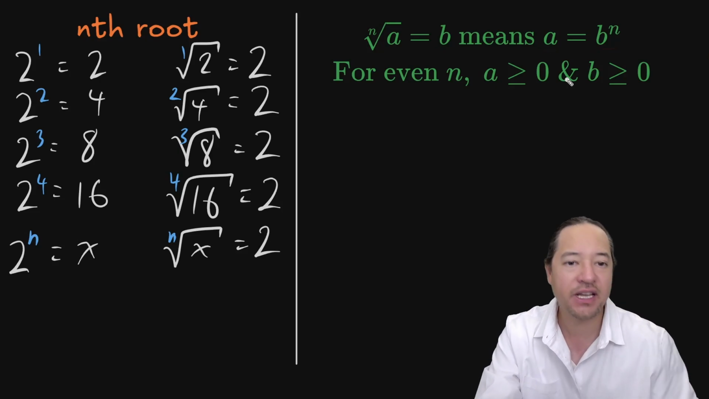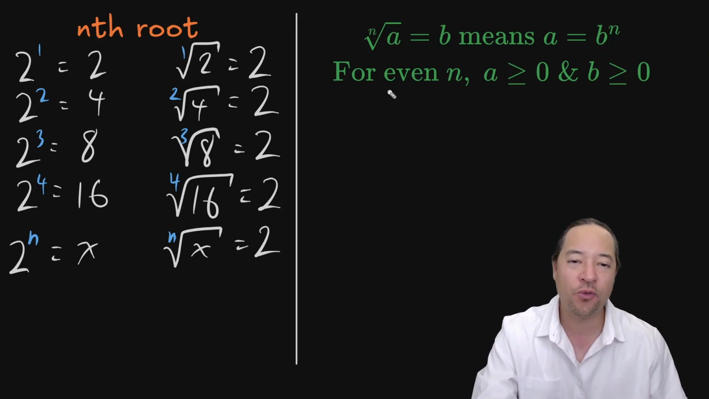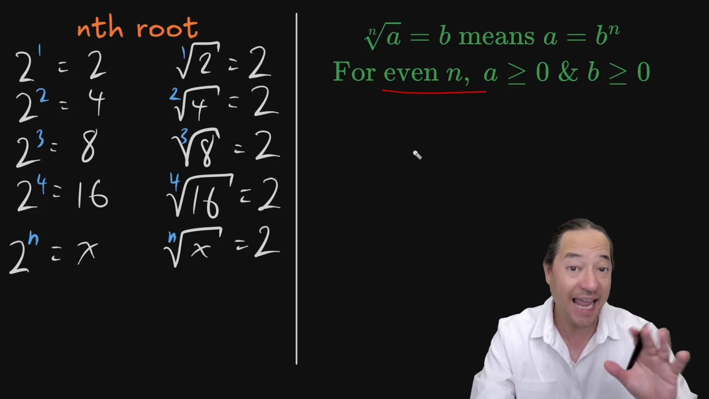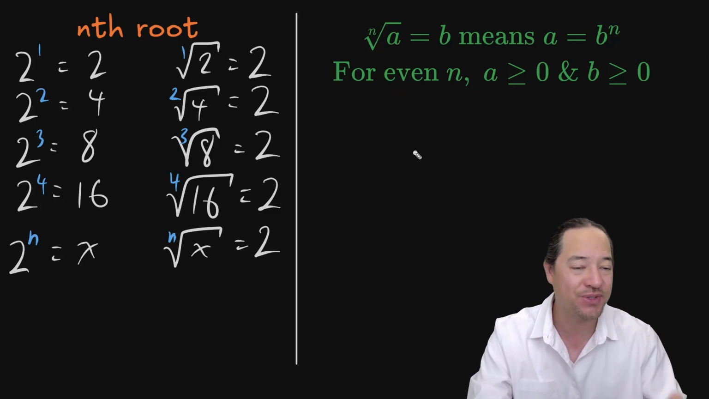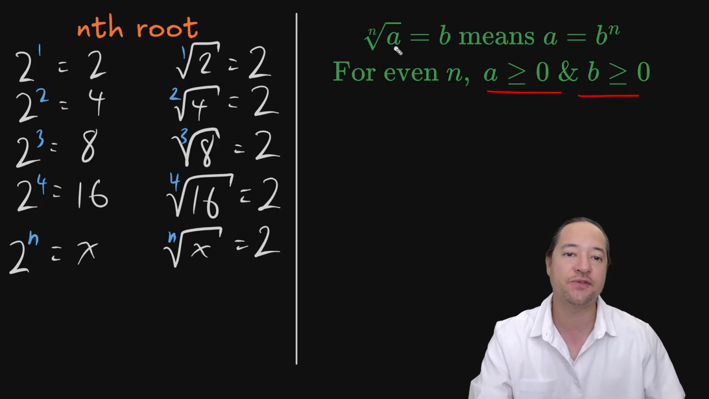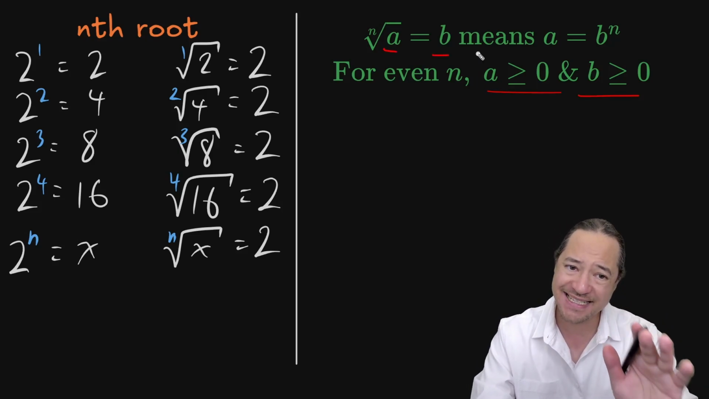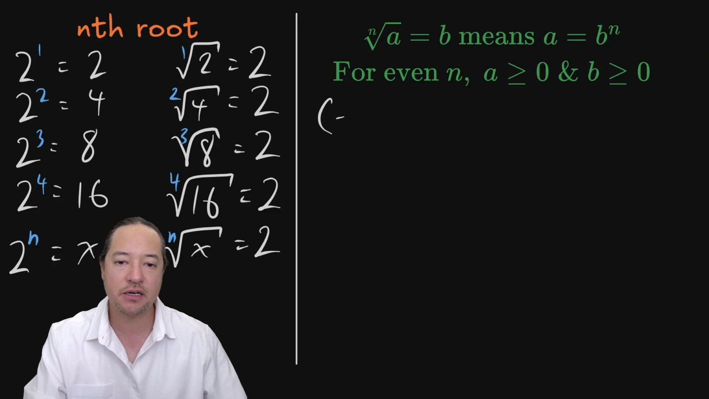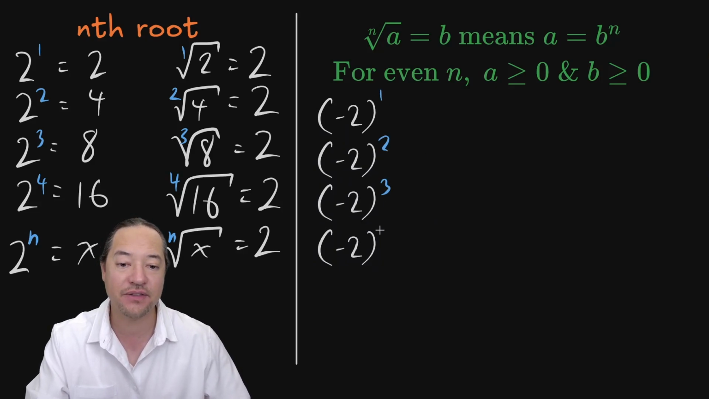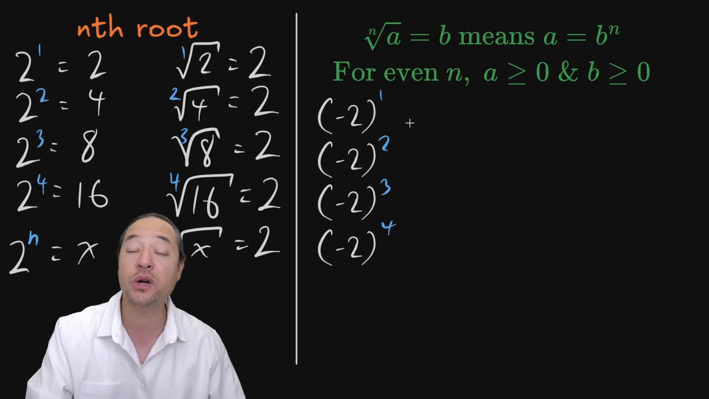But there's a little caveat here, and this is that for even powers of n, or even roots n, we can only have positive values for a and b. Okay, now why is that true? So let me write down a bunch of negative 2's this time, right? We want to deal with negative numbers, 2, 3, 4. Okay, so imagine we take negative 2 to the first power, the second, the third, and the fourth power. Okay, what are we going to get?